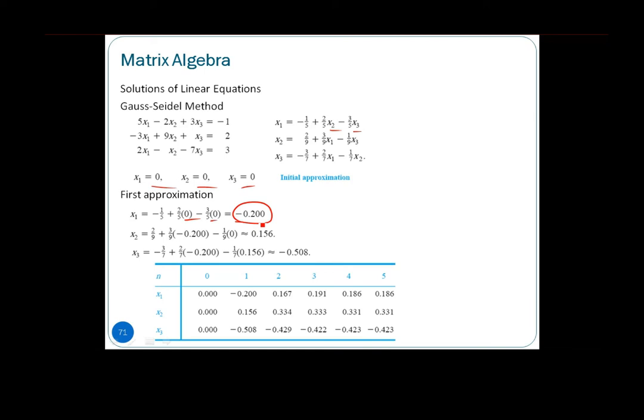For your x2, you need x1 and x3. Because at the current iteration you already have x1 as negative 0.2, you use it. But x3 you don't have any value yet, it's not updated yet, so you use x3 equal to 0. Then calculate your x2 for the current iteration.